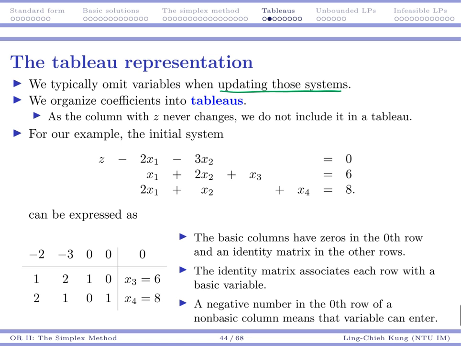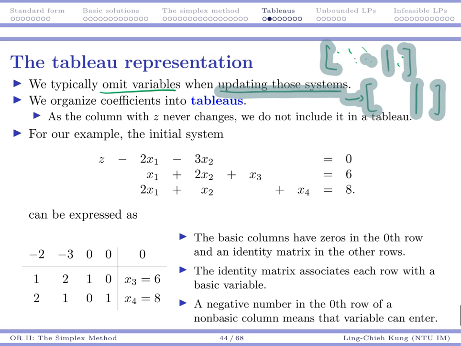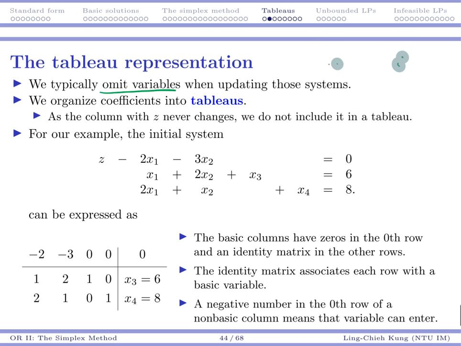So when we update those systems, typically we don't need to write down variables, right? Just like the Gaussian elimination. The Gaussian elimination is to play with systems of equations, and pretty much what we do is to eliminate those variables when we do all those calculations. All we need to do is write down those coefficients, right? Because there's no need to repeatedly write down all those variables. So the tableau approach of running the simplex method is again to ignore all those variables.